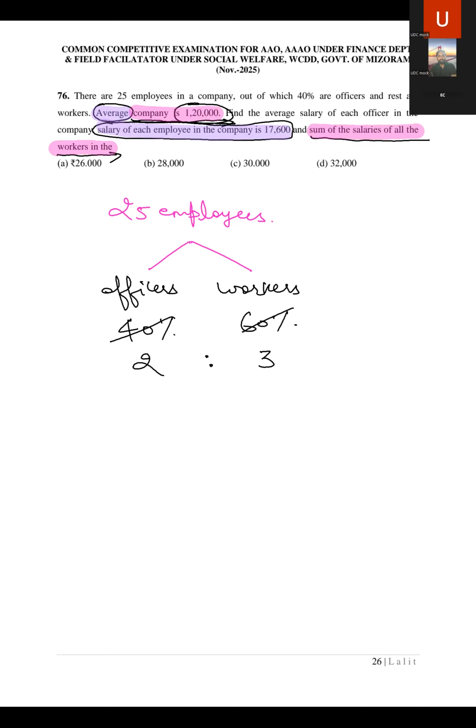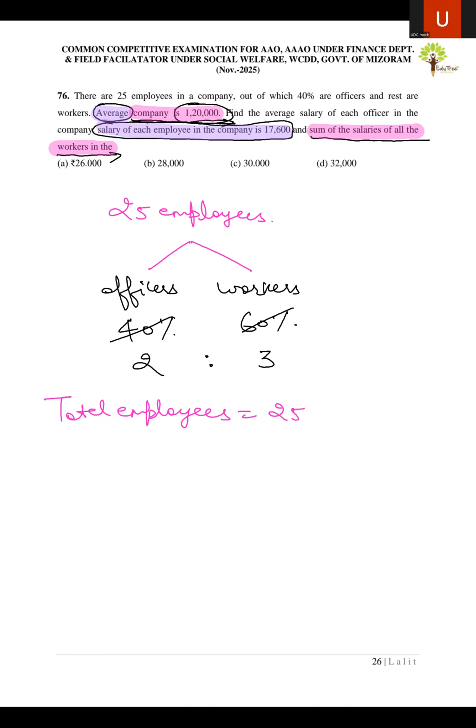Each employee. So how many employees are there? See this, total employees. Total employees equals 25. And the average salary of each employee in the company is 17,600, so it is multiplied by 17,600. All right. Now see this, how I can make it very fast. You just have to understand the question. We'll multiply it later on.